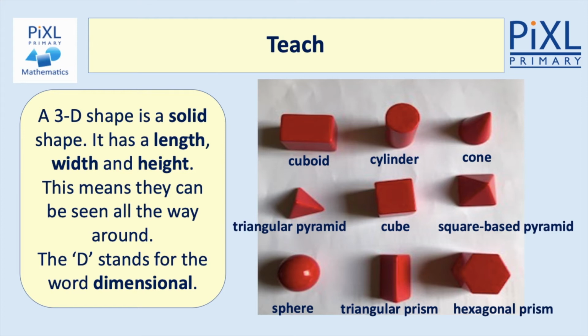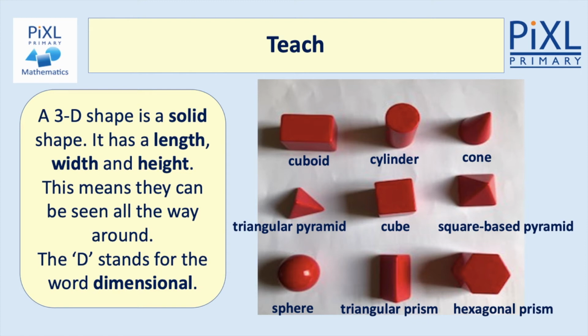The difference in them is their bases. So if you have a look at the triangular pyramid, it's got a triangle on the base and only 3 triangular faces pointing up to the top of it. Whereas the square-based pyramid has a square on the base, as you would think by the name, and it has 4 triangular faces pointing up to the top of it.